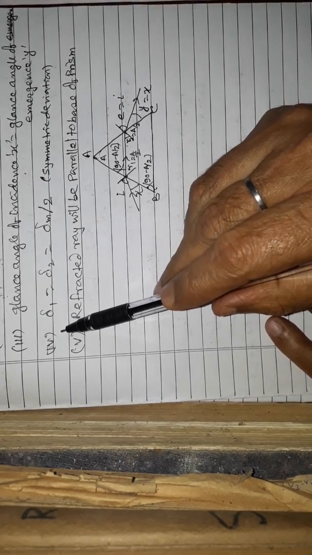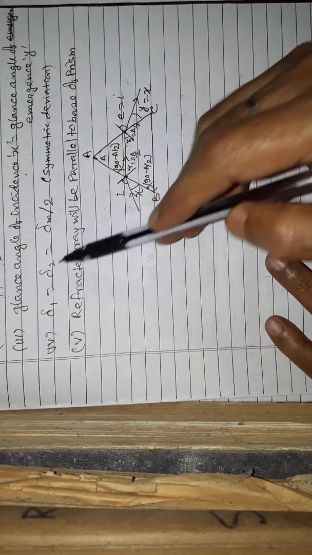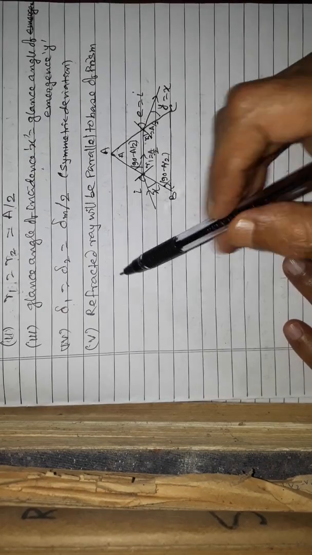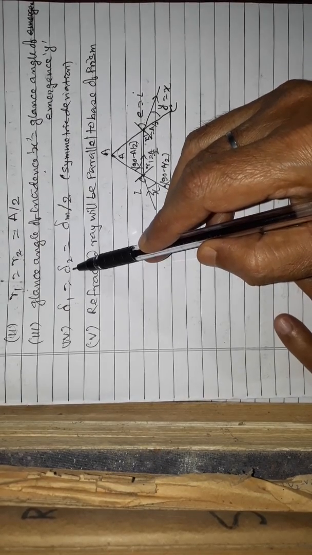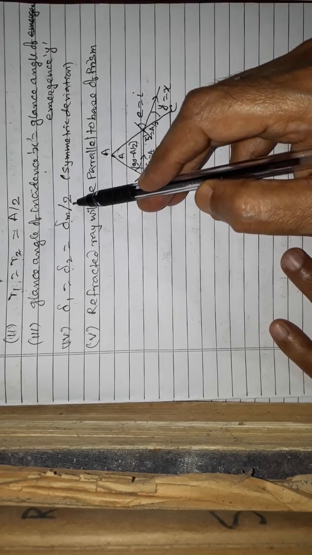Now the fourth condition is, as delta 1 is I minus R1 and delta 2 is E minus R2, I and E both are equal, and R1 and R2 are equal. Naturally the difference of these two will also be the same. So this delta 1 will also be equal to delta 2. But delta 1 plus delta 2 is the total deviation, and total deviation here is delta m. So this is delta m by 2.